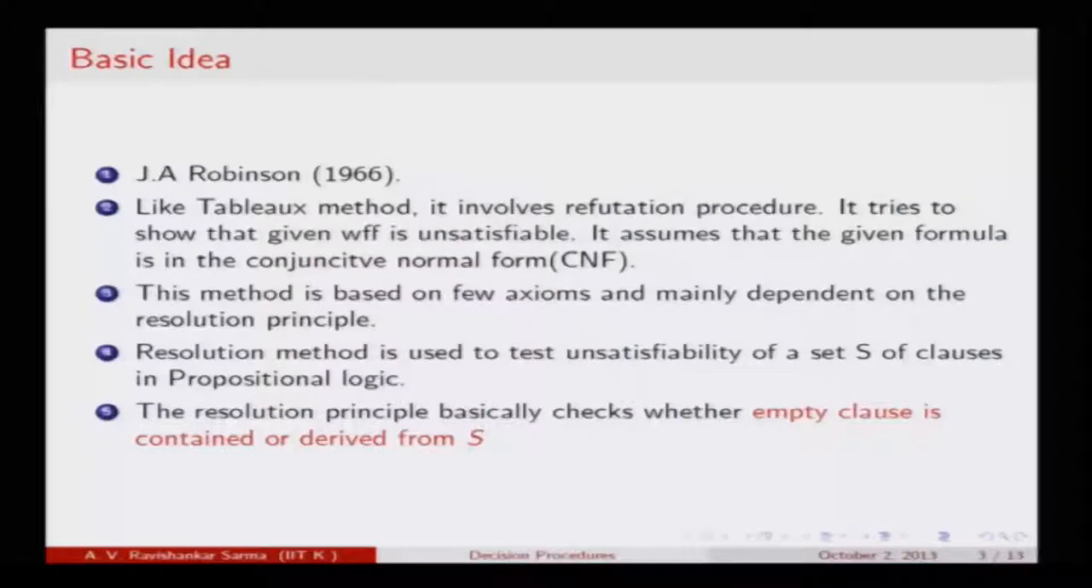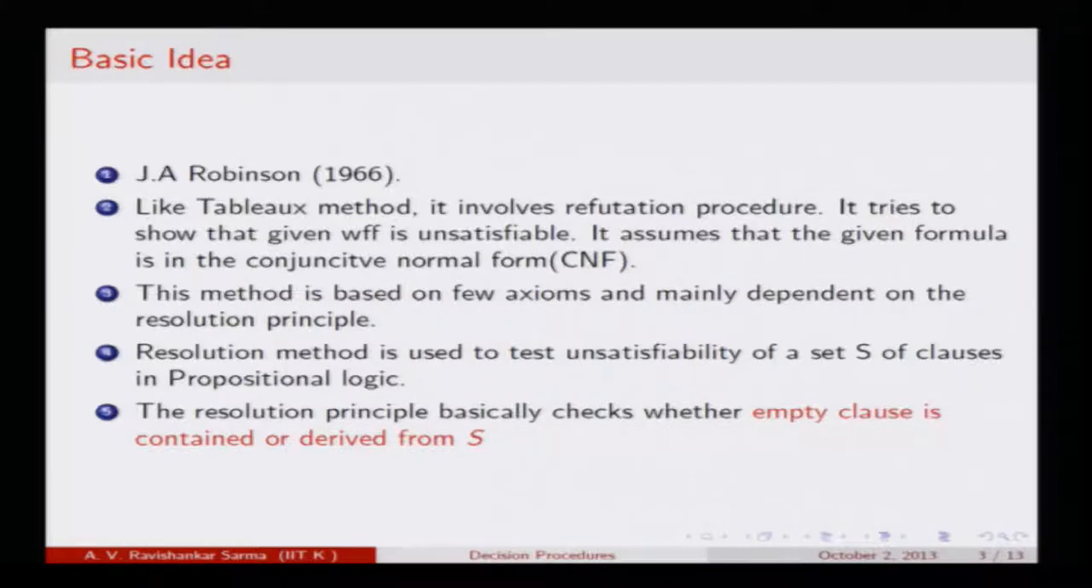So that means the original formula has to be a valid formula in the case of a premises and conclusion kind of format. If you deny the conclusion, then the conclusion leads to the branch closure. That means not of x is false, that means x has to be true.